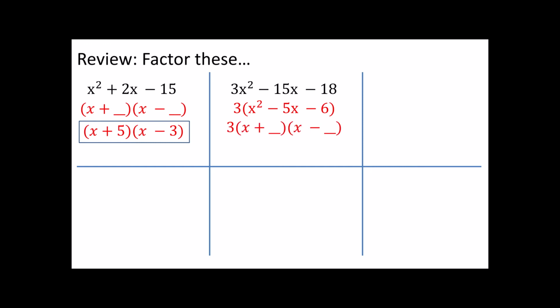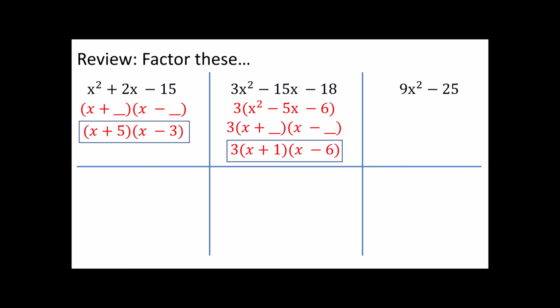Once you've got the GCF out, you're going to factor this trinomial, realizing that there's only one way to get x squared. It's an x and an x. Realizing that since this is a minus 6, your signs are different. And then looking at factors of 6, either 2 and 3 or 6 and 1, plugging those in, guessing and checking until you get your minus 5 in the middle. And of course, you end up with 3 times x plus 1 times x minus 6.